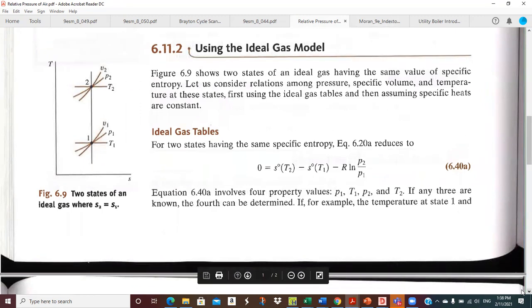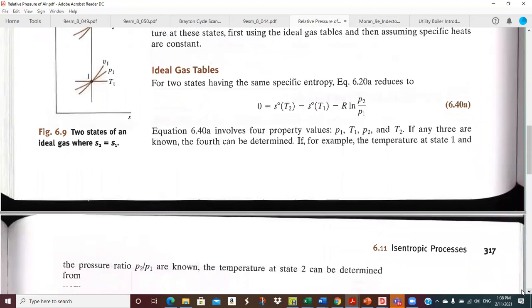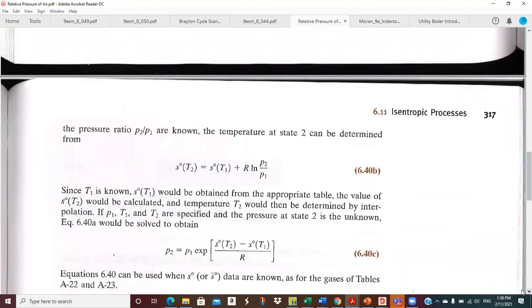If we go down here, that's what he's talking about. Let's say we know T1 and P1 and P2, then we can solve for S superscript 0 of T2. You plug in all the numbers on the right and turn the crank, and you get a number. Then you go back and look in that table for S superscript 0, and you can interpolate and find the enthalpy and the temperature and all the other properties.